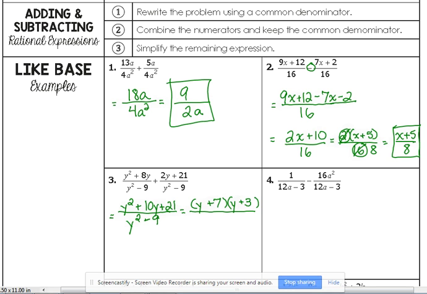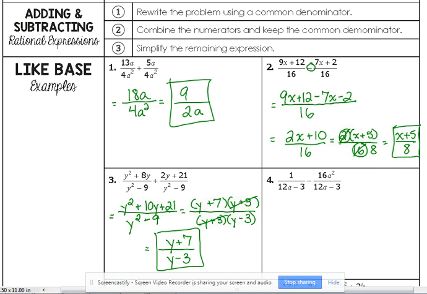How about that denominator? The difference of perfect squares, y plus 3 times y minus 3. Can I simplify anything? I got a y plus 3 in the top and in the bottom. So this simplifies to y plus 7 over y minus 3. Can I simplify anything else? We are not allowed to cancel those y's because the top one's y plus 7, the bottom one's y minus 3. They're not the same. They're not the same. So that's all we can do.